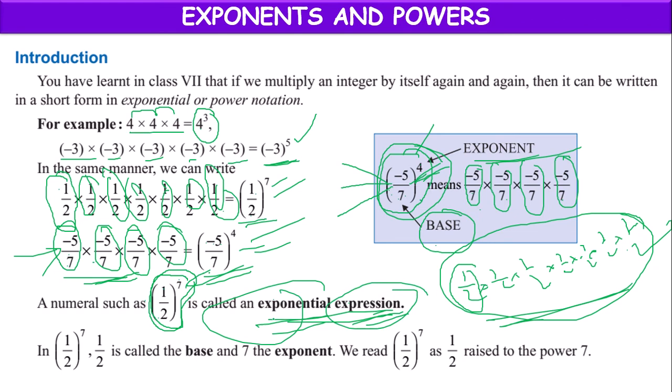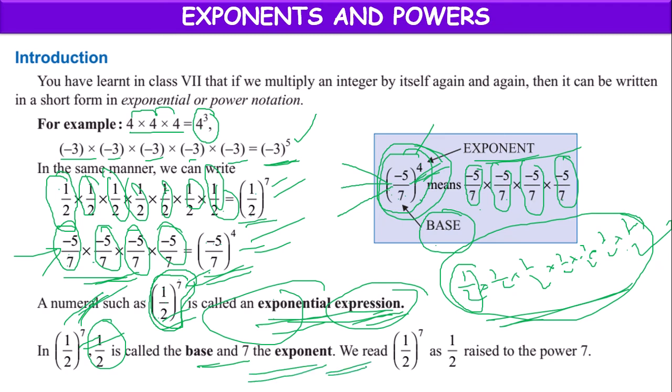In the exponential expression, the number which is multiplied by itself is called the base. This 1 by 2 is called the base. And how many times it is multiplied by itself is denoted with the help of the exponent, which is 7. This 7 here is called the exponent.